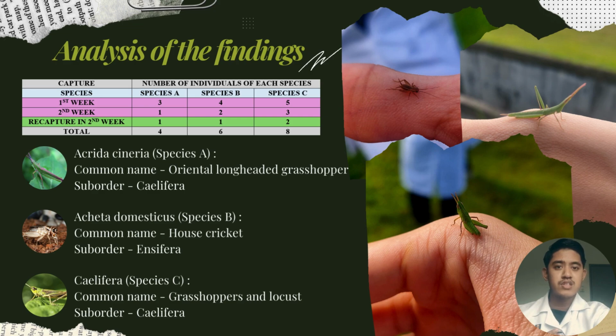As a herbivore, this grasshopper feeds on various types of grasses and other plants, using their powerful hind legs to jump away from predators and potential threats. Next is Acheta domesticus, or the house cricket, belonging to the suborder of Ensifera.